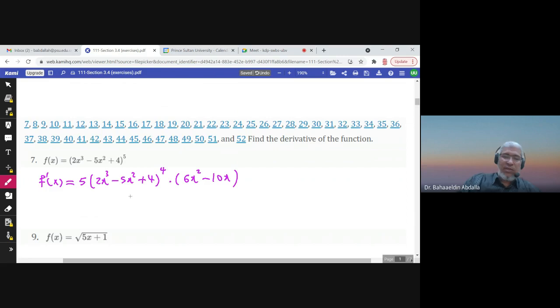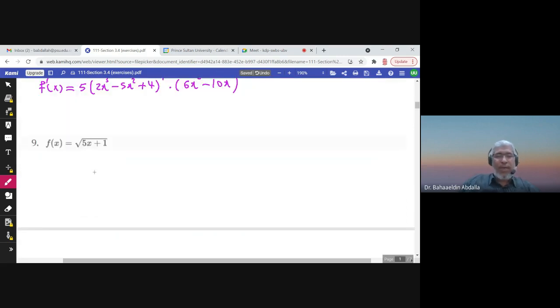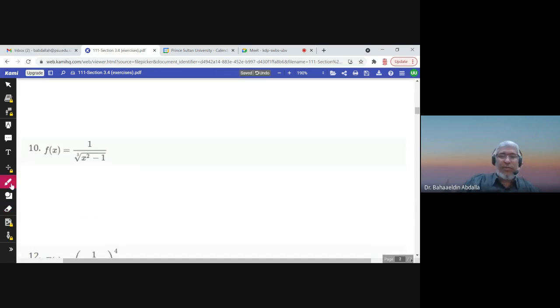So that's the derivative. Here also, f prime of x would be the derivative of the square root, which is 1 over 2 square root of 5x plus 1, then times the derivative of 5x plus 1, which is 5. So this would be the derivative.